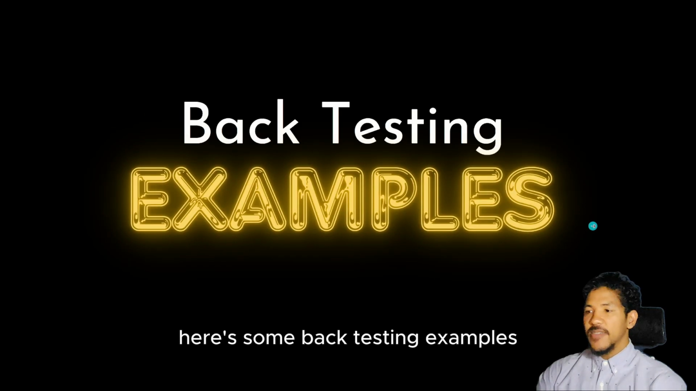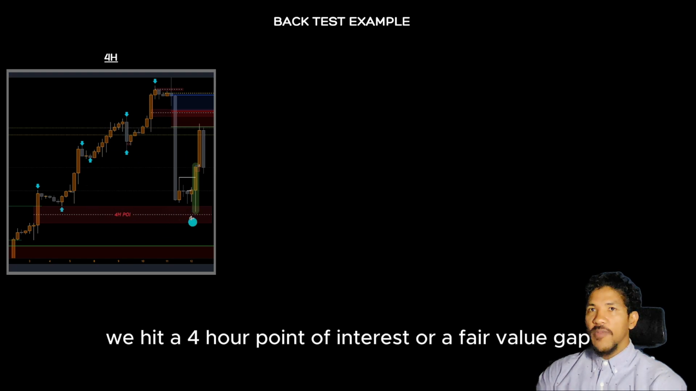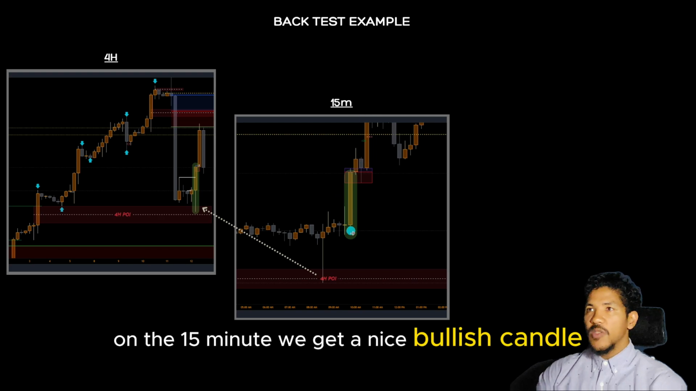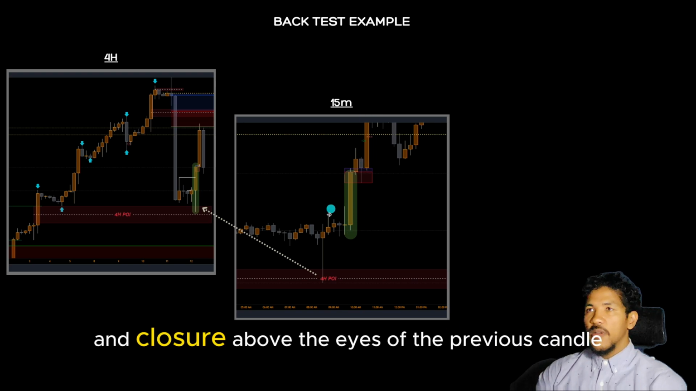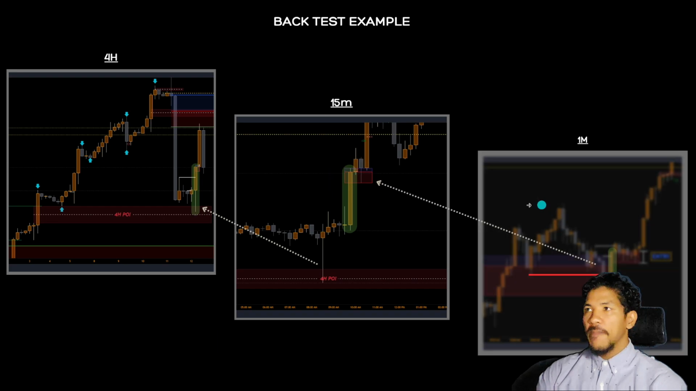Here's some back testing examples. Here you notice the 4 hour time frame, we hit a 4 hour point of interest or a fair value gap. On the 15 minute, we get a nice bullish candle and a closure above the highs of the previous candle, and then creates that range that we'll be looking for an entry on the lower time frame.